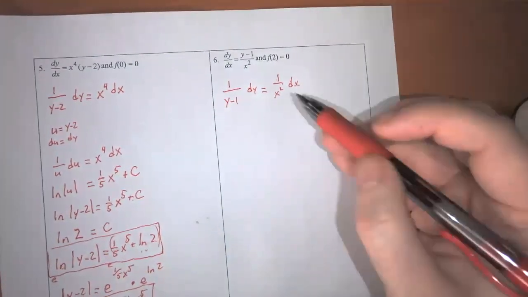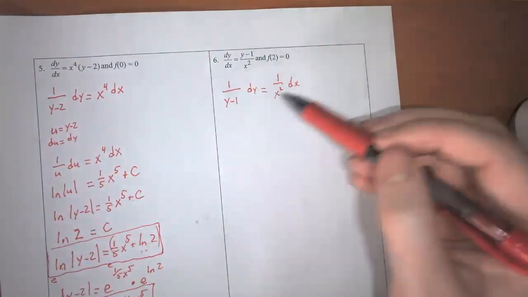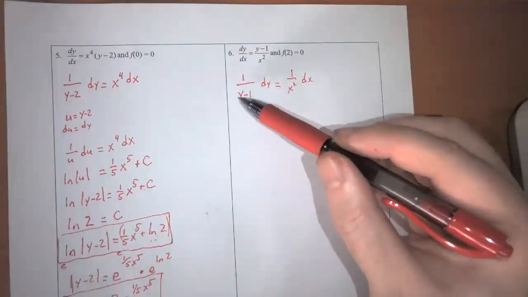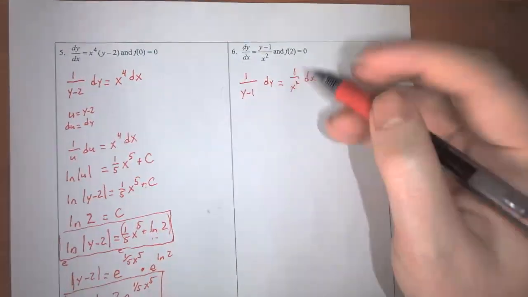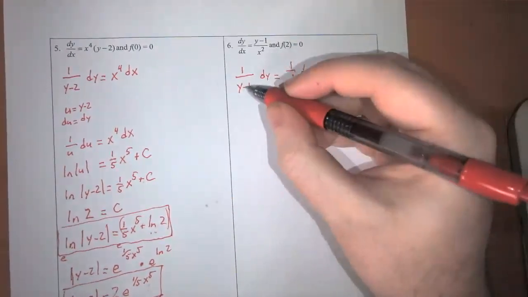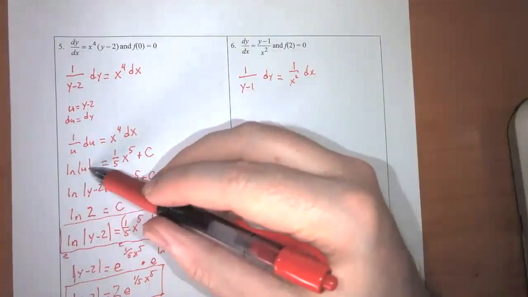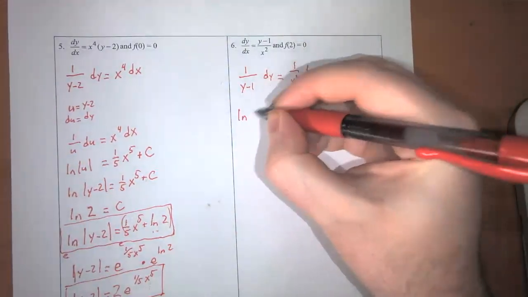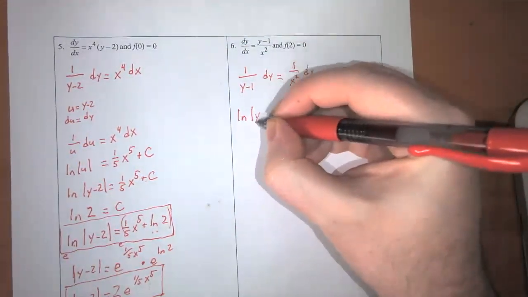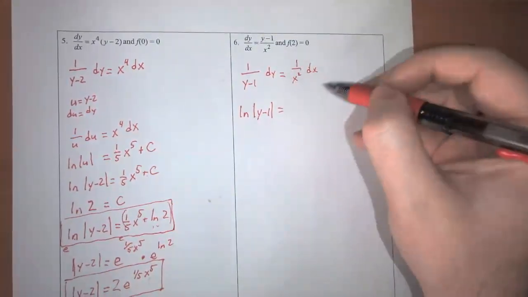All right, so now to find the antiderivative of both sides of this equation, I'm going to do the same trick I did over here. So this is going to be just 1 over u du, so it's going to be the natural logarithm of the absolute value of u. And so that's going to turn out to be the natural logarithm of the absolute value of y minus 1. Over here, I'm not going to do the same thing. Why not?